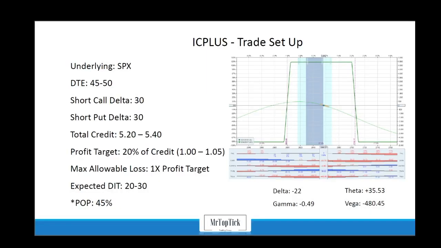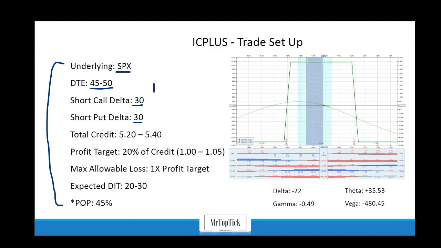And these are the criteria that we want to look at when putting this trade on. So the underlying is SPX, obviously. We're looking for a duration of about 45 to 50 days to expiration. We're looking for a short call delta at or around 30 and a short put delta at or around 30 as well, right? So we're selling a 30 delta call and a 30 delta put.